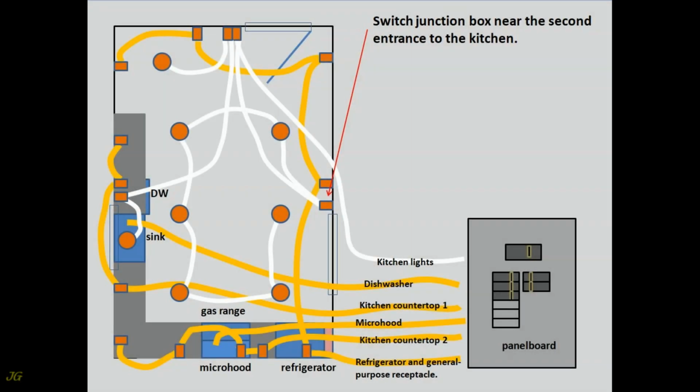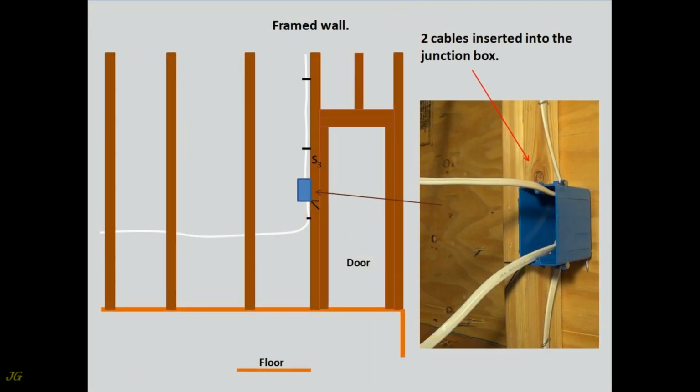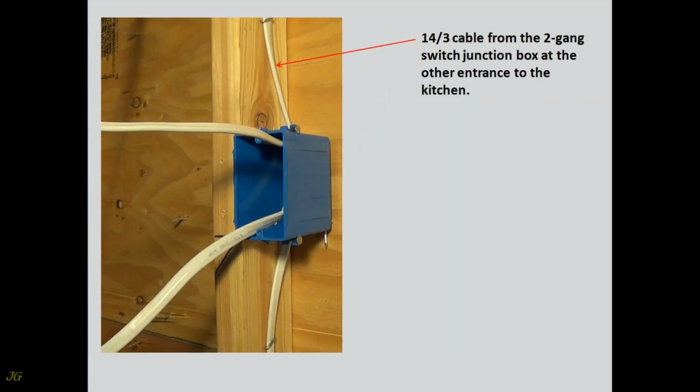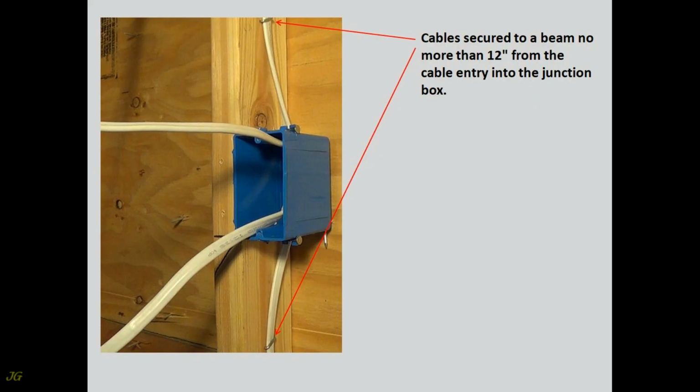Switch junction box near the second entrance to the kitchen. 2 cables inserted into the junction box. Cable to the recessed light outlet. 14/3 cable from the 2-gang switch junction box at the other entrance to the kitchen. Cables secured to a beam no more than 12 inches from the cable entry into the junction box.